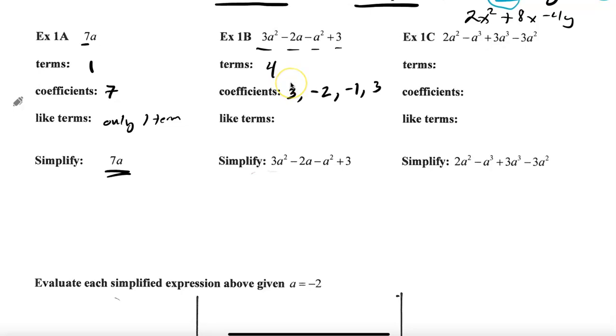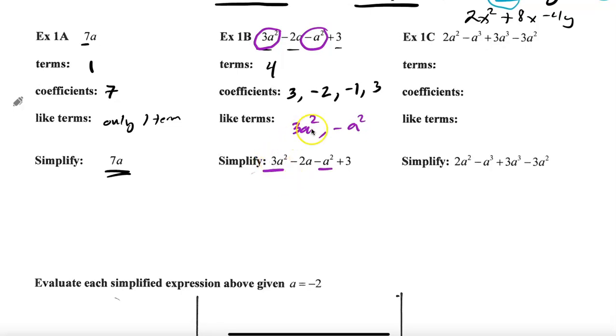Like terms are the same. The a squares are like terms, so 3a squared and -a squared. So next we want to simplify it. The way we simplify is we just add the like terms.